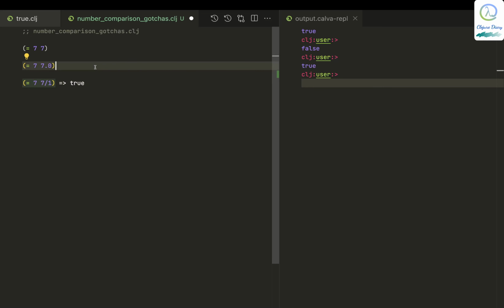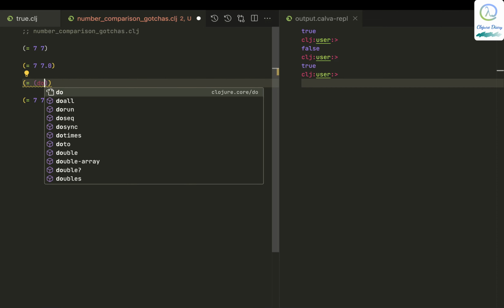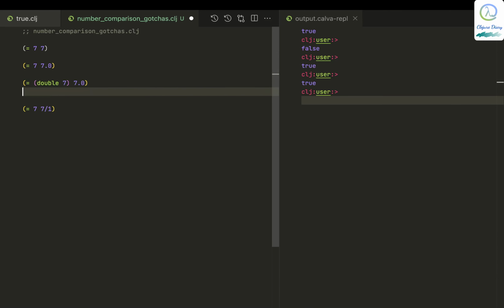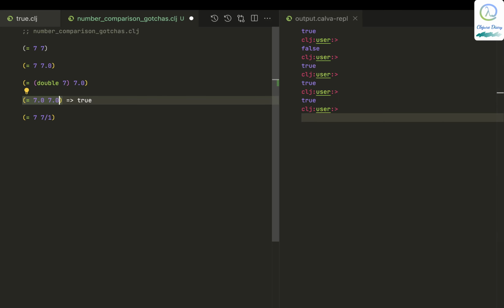The only way to correct this is to put something like double of 7, and then this is equal to 7.0. If you put it like this, now you'll get true. What I mean to say is, if the decimals match, it's equal. So 7.0 is equal to 7.0, no doubt about that. Okay, so that's how it is.